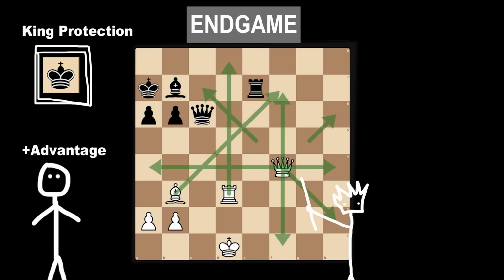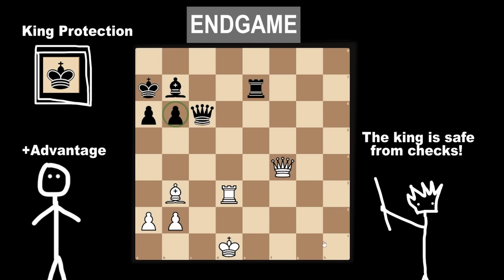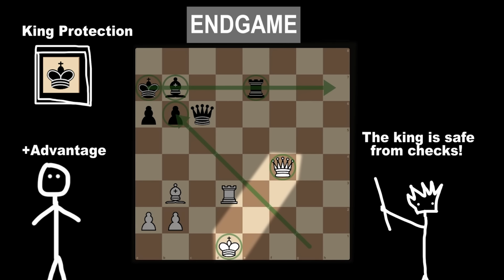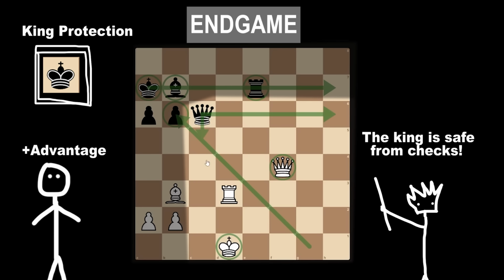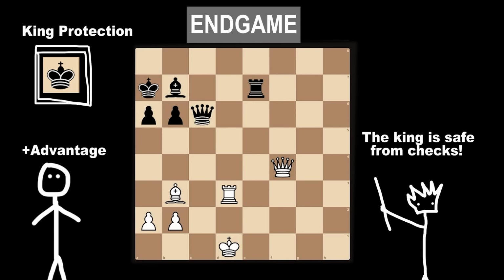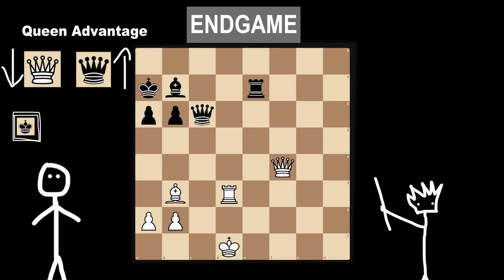Let's compare it to our black king. This pawn defends the diagonal, and this rook and bishop protect horizontally. This is huge for a simple reason. The white queen has to pay attention to its king, but the black queen is free to roam and lead the attack.